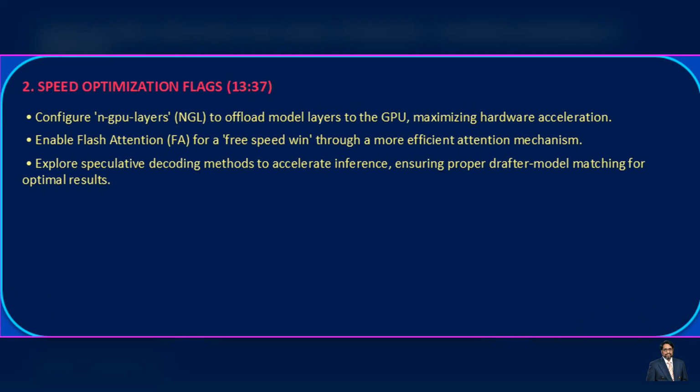Pillar 2. Speed optimization flags. Configure GPU layers, NGL, to offload model layers to the GPU, maximizing hardware acceleration. Enable flash attention, FA, for a free speed win through a more efficient attention mechanism. Explore speculative decoding methods to accelerate inference, ensuring proper drafter model matching for optimal results.